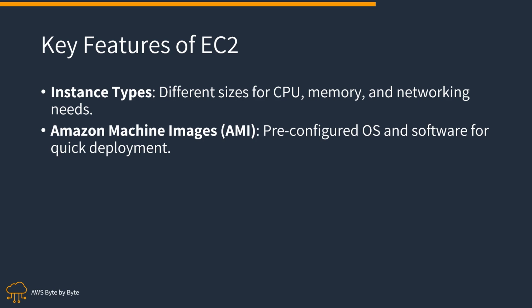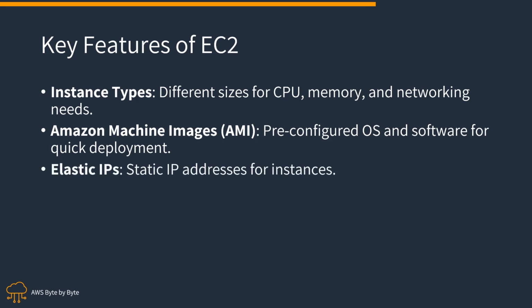An AMI is a pre-configured template that contains everything needed to launch an EC2 instance. You can choose from AWS's ready-made AMIs like Ubuntu or Windows Server, or you can create your own custom AMIs to make launching instances faster. This saves you from setting up everything from scratch each time you start a new instance.